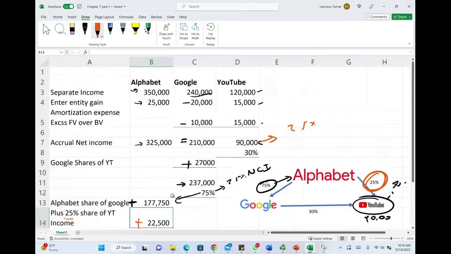We're starting from YouTube at the bottom, and we work backward. This profit flows through Google, then Google's is included as part of the consolidation.